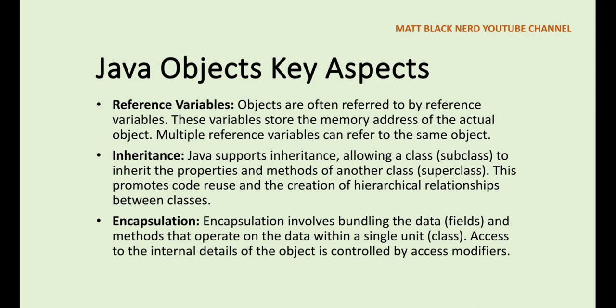Inheritance. Java supports inheritance, allowing a class to inherit the properties and methods of another class. This promotes code reuse and the creation of hierarchical relationships between classes. Encapsulation. Encapsulation involves bundling the data and methods that operate on the data within a single unit. Access to the internal details of the object is controlled by access modifiers.